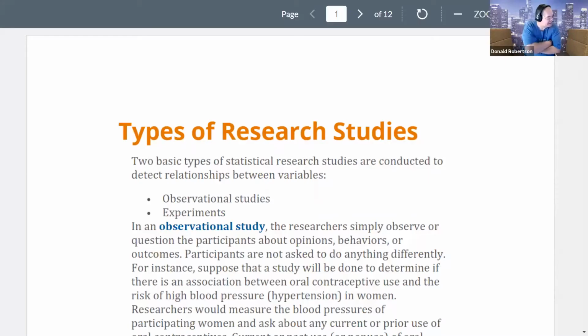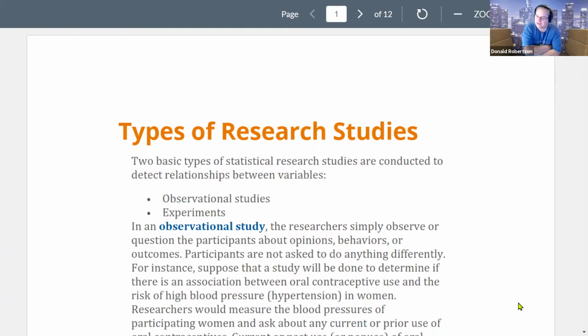This is going to be another one of those days where we do a lot of watching, a lot of reading, probably not so much writing. We're going to look at essentially chapter 6. We're going to look at types of research. So there's a lot of stuff here.